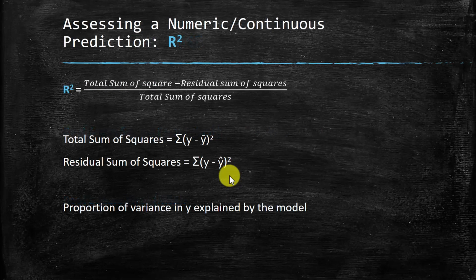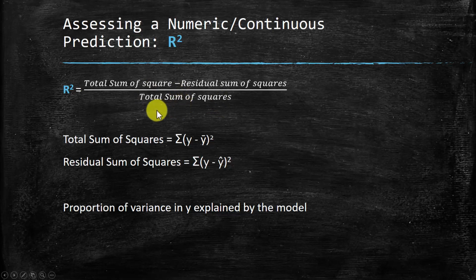Okay, another way that we can assess a continuous output is R squared. This is a fairly common statistic you've seen if you've worked in Excel or anything and have used regression. So R squared is the total sum of squares minus the residual sum of squares, divided by the total sum of squares. The total sum of squares is basically the sum of all the values minus the mean value, squared. So it's the sum of the squares of the values minus the mean value in the data set. So that in this case is going to be the denominator.